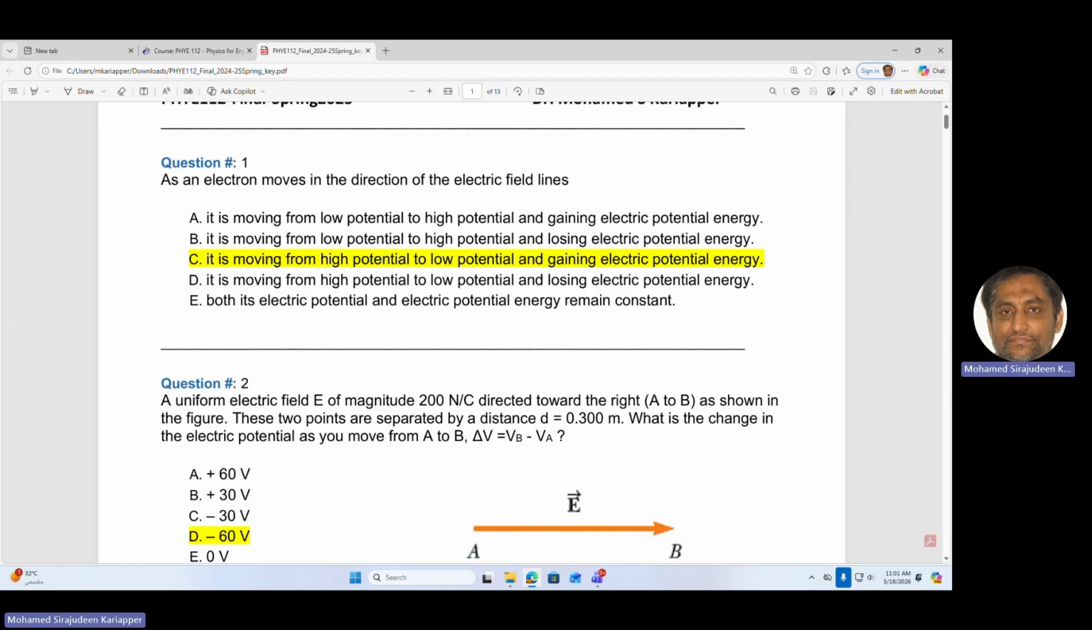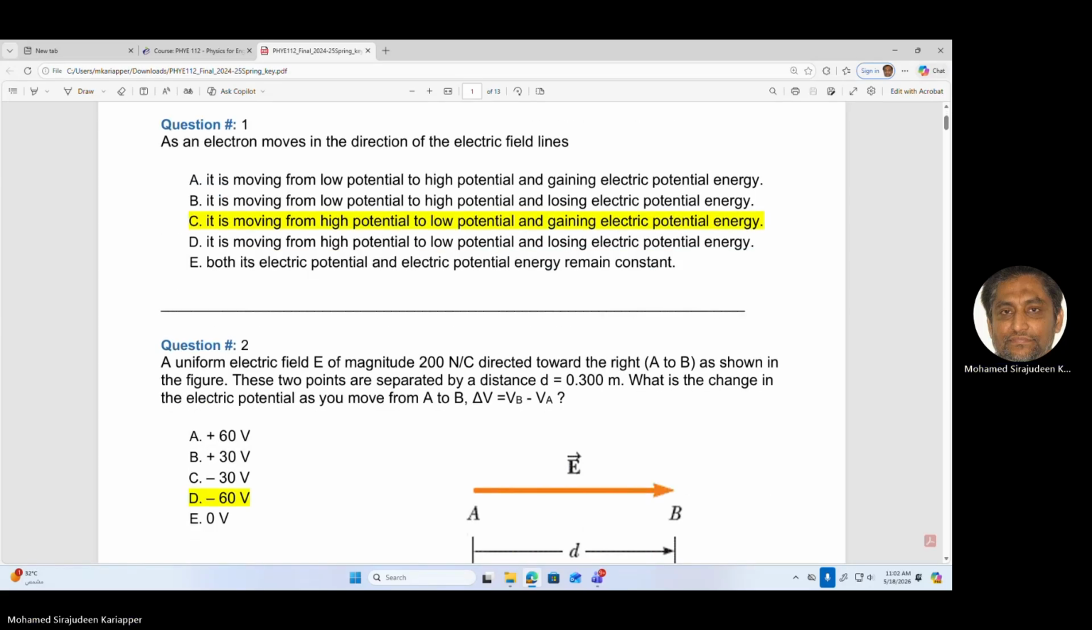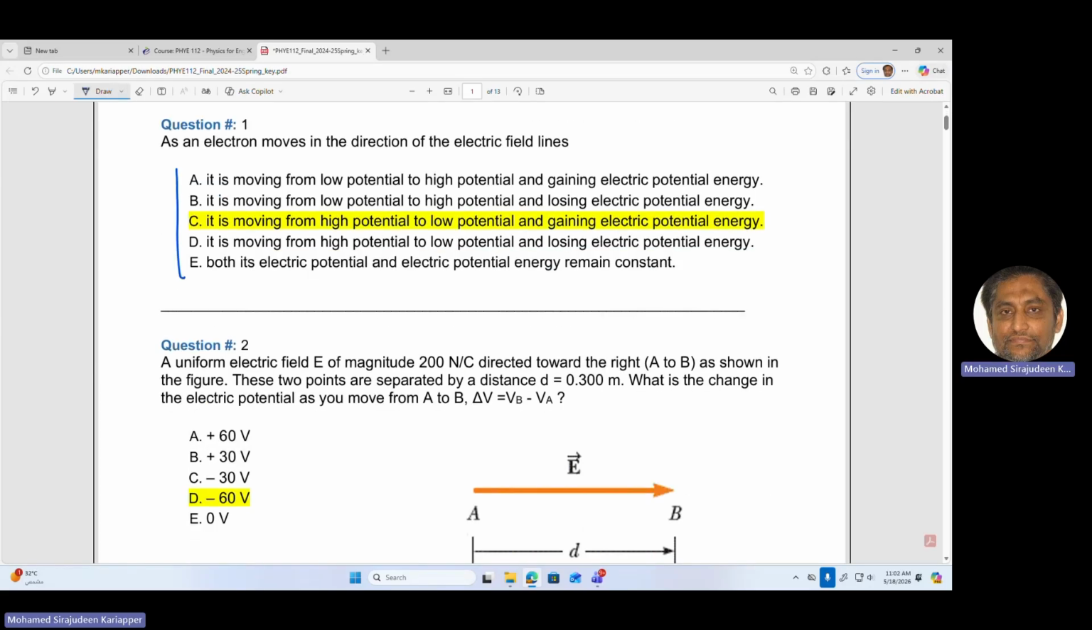So question number 1. As an electron moves in the direction of the electric field lines, these are statements. We have to pick the correct one. Only one is the correct statement, others are all false statements. So this is about potential, the definition of potential and potential energy. That's how we start chapter 16.